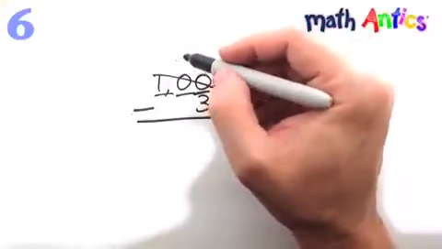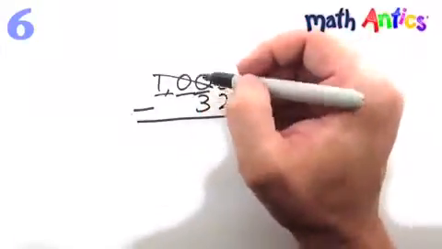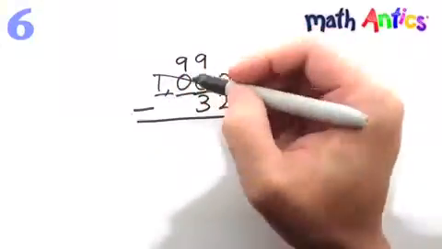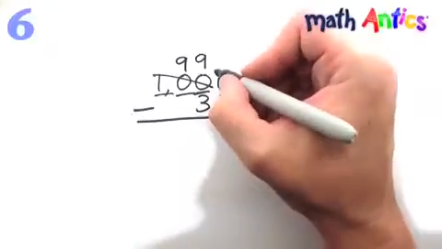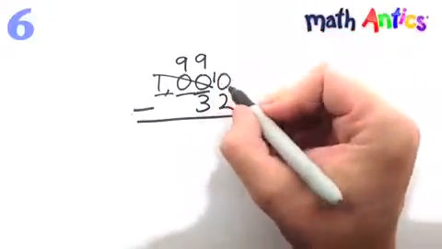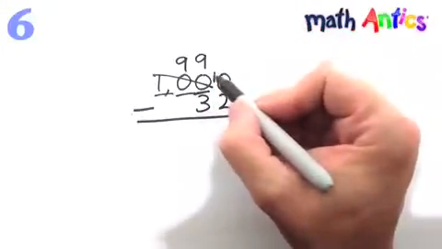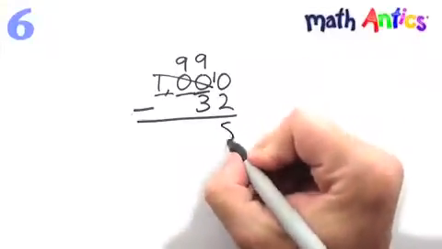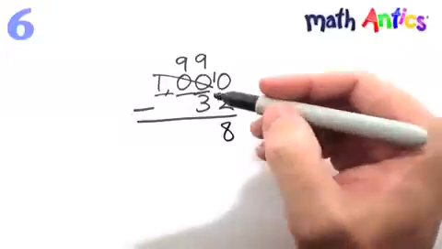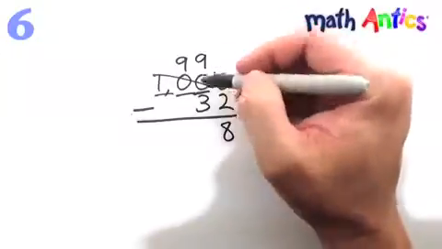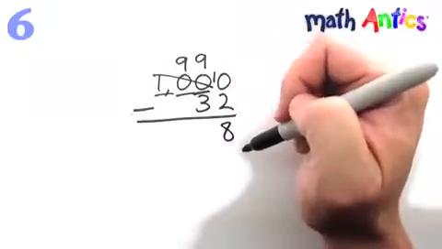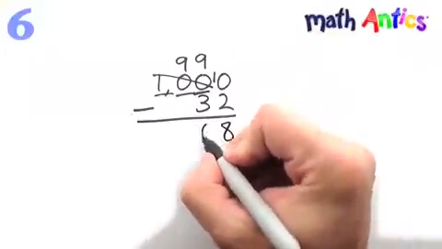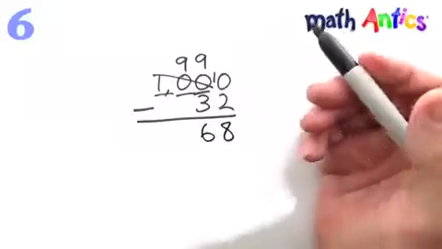So we need to write the 99 above the 100 and line it up with the correct columns here. So the one that we borrowed, we write next to the 0 here. So now that's the 10. So we have 10 minus 2. It's 8. Put that in the answer line. Now we go on to the next column. Here we have 9 minus 3. And 9 minus 3 is 6. So we put that in the answer line.